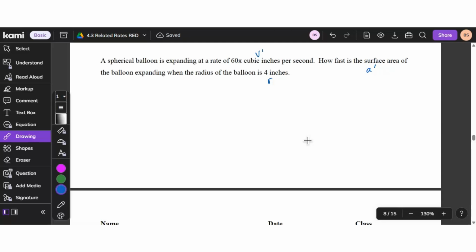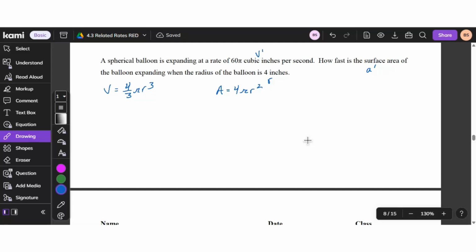If we think about this, we can't actually connect V and A, but we can connect V and R, and A and R. So R is going to be our go-between. The formula for the volume of a sphere is 4/3 pi r cubed. And the formula for the area of a sphere, as we know from the last question, is 4 pi r squared. Now, you can start to see what's happening. If we have V prime, we can solve for R prime. Then we can use r prime in the area formula to solve for a prime. So that's what we're going to have to do.